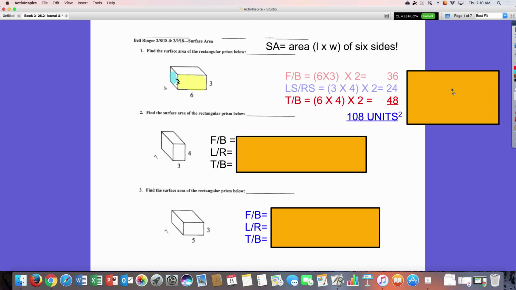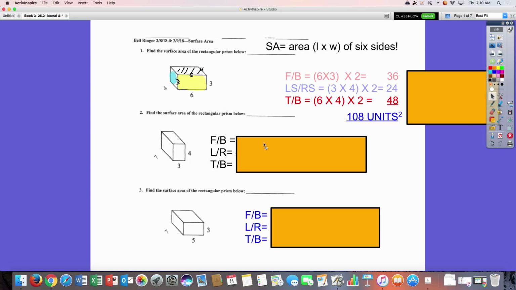And then, of course, we have the top and the bottom. So this part right here, the top and the bottom. And if this is 4, this has got to be 4, right? So this top part is 6 by 4. And all we're doing is adding up the 6 sides. 6 times 4 is 24, times 2 is 48. I add all this up, it's 108 units. And don't forget the square units for the area. I bet you got that one right, didn't you?